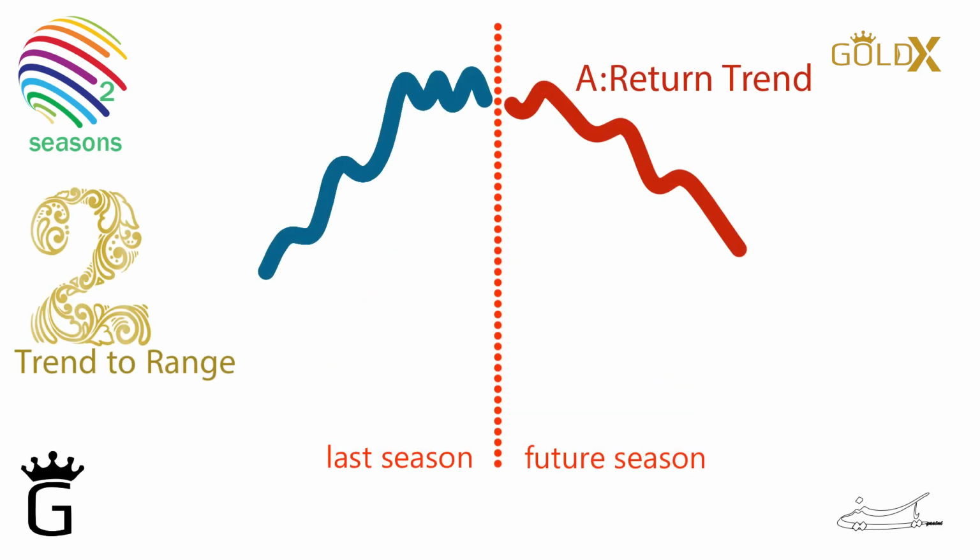Number 2. Trend to range. We have a transfer that range, a price lock in the middle of the season, or a double top or a double bottom at the end of the trend. The most important point in the schematics is not to preserve them, but to understand the behavior of the market.